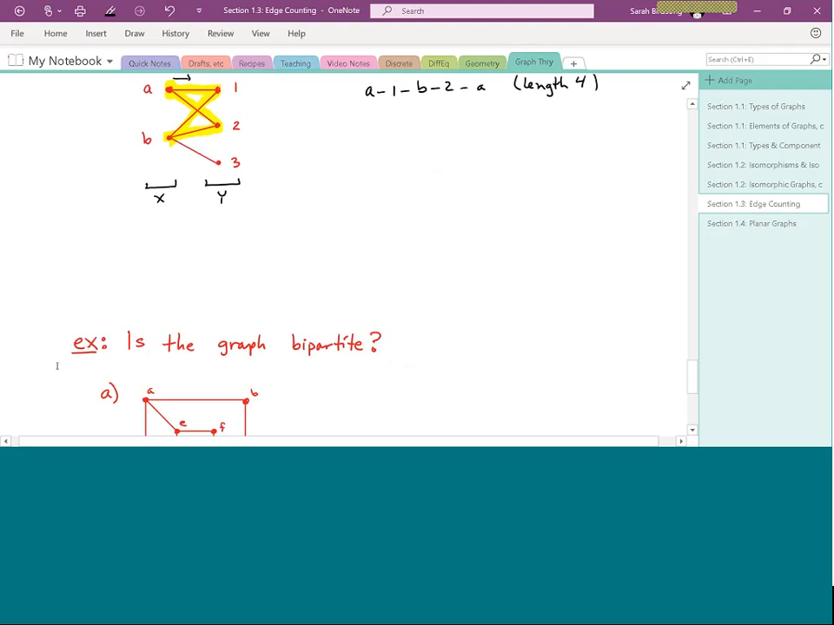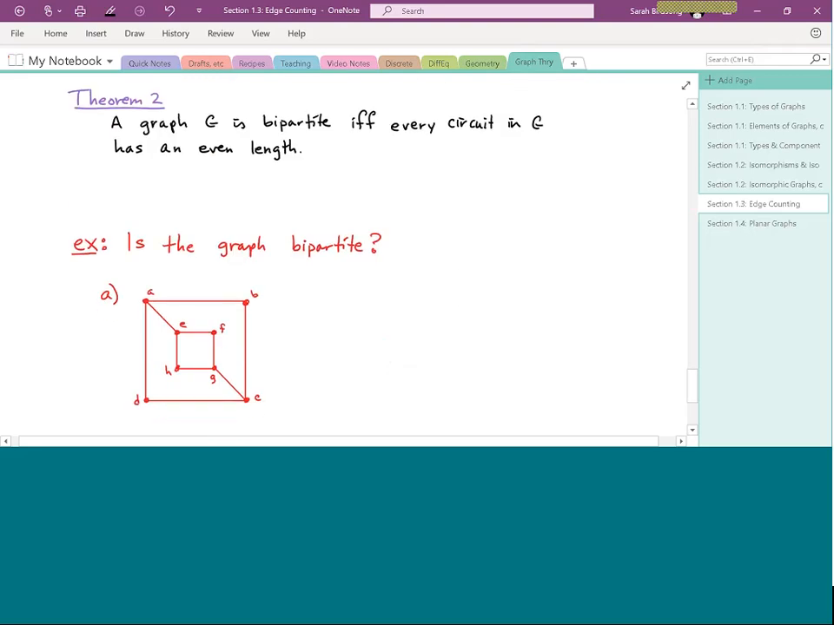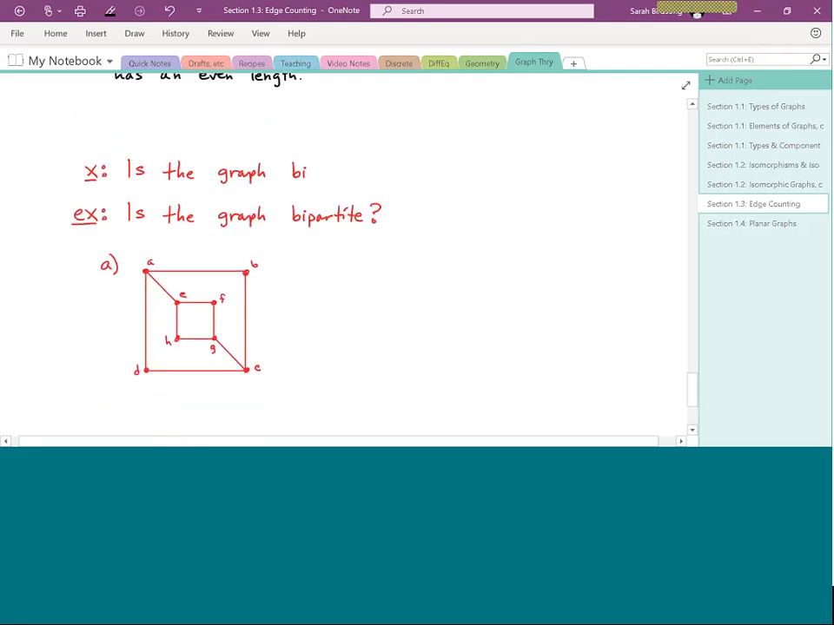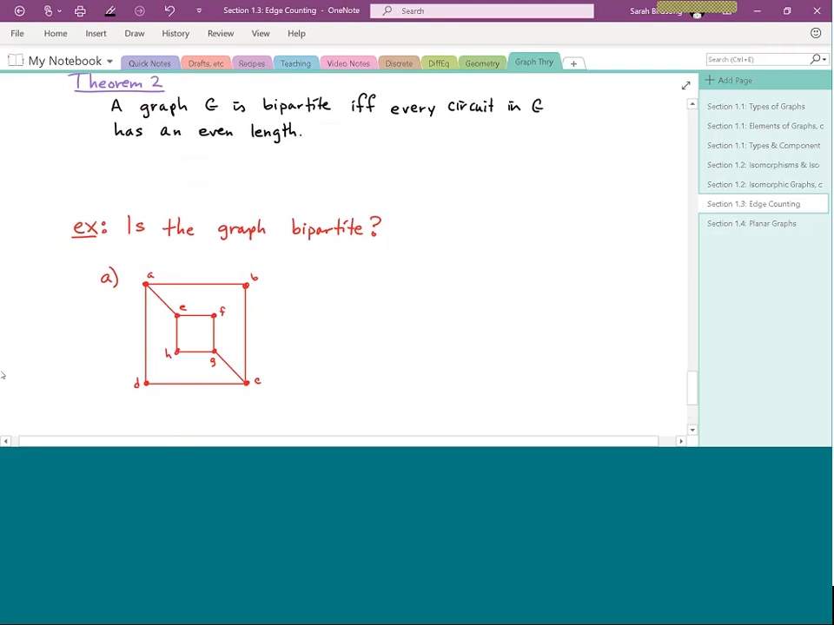So let us look at an example. Suppose we have this graph right here. It looks like a square inside of a square and then 2 extra edges. And we've seen a number of different examples that are similar to this. And I think I've got a second graph. Excellent.